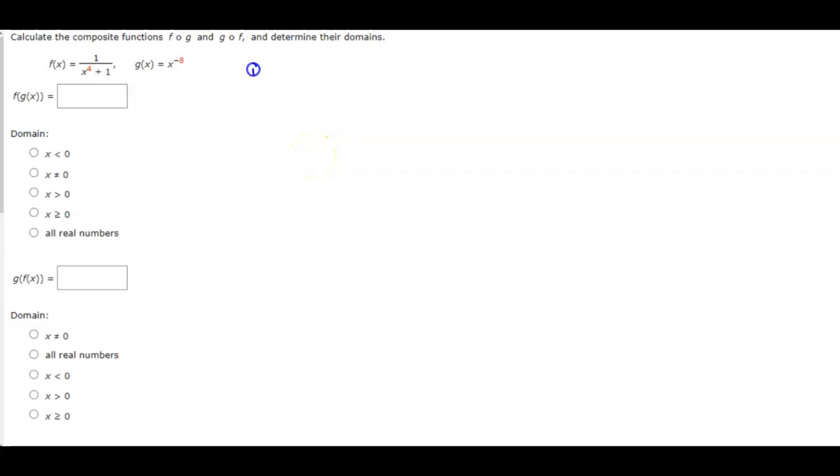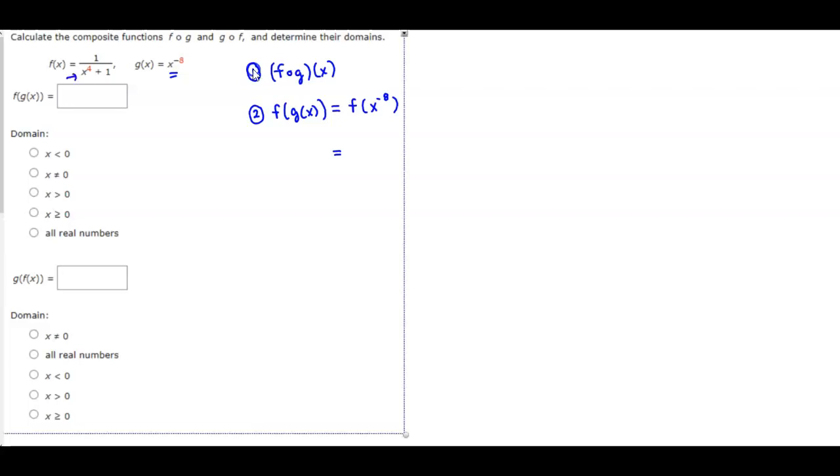So, the first thing we want to find is f composite g of x. And we know that the definition is f of g of x. Now, what do we know about g of x? We know that it's equal to x to the negative 8. So this is going to become f of x to the negative 8. And then now, this is going to become the input for x in the function f of x.